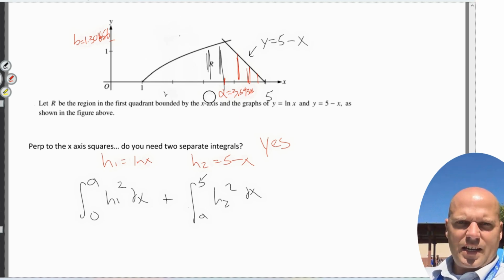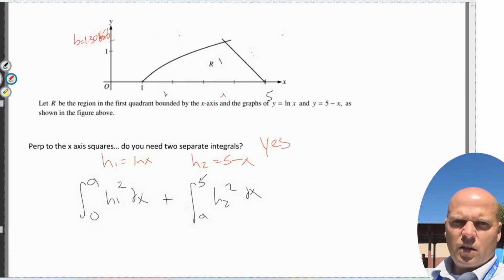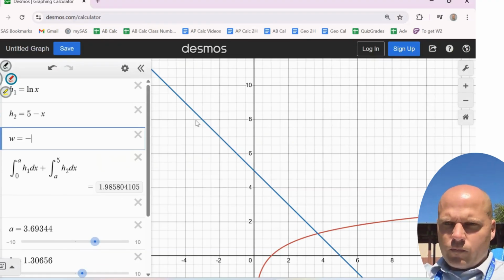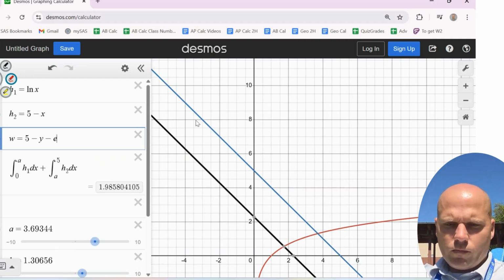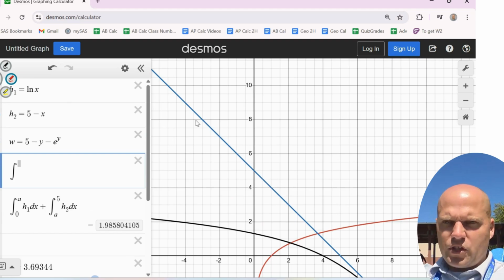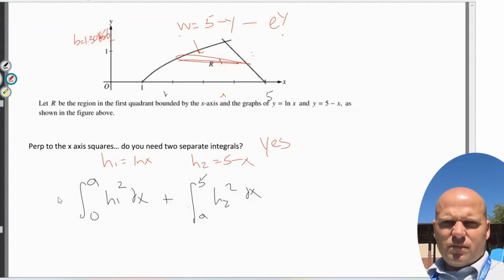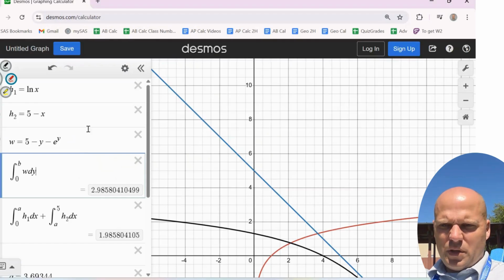If I flip these on the sides, my width, x equals, add x, subtract 5. X equals right minus x equals left. If I sum these up from 0 to b, I should get the same answer. I don't. Why not? 5 minus y minus e to the y, from 0 to b.